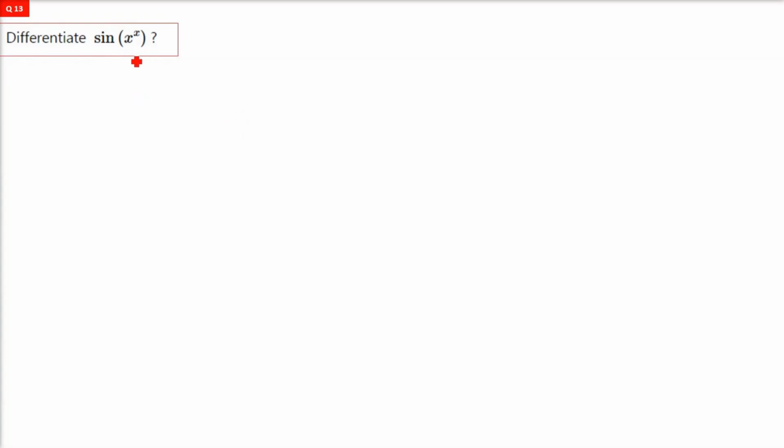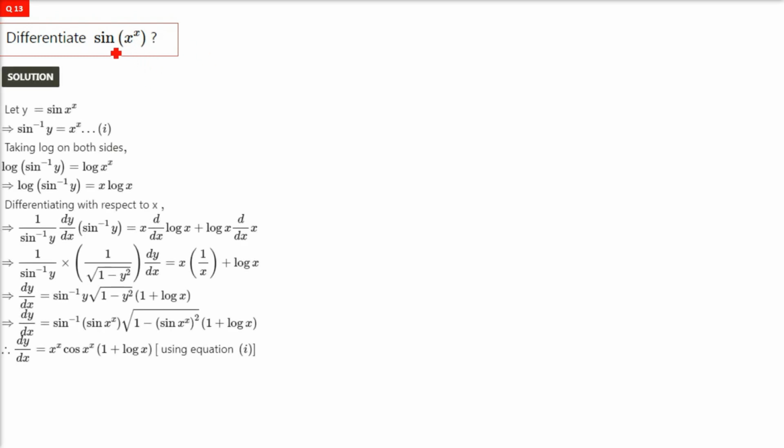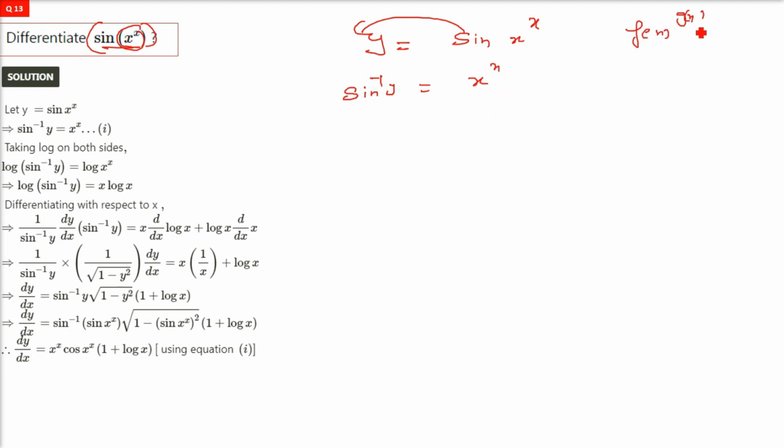Now differentiate sine x to the power x. Now sine x to the power x, what do we do? If you say y equal to sine x to the power x, even if you take a log, it is sine x to the power x, not the power of sine. Means the power is not of sine, so you cannot take that thing in front of log. So now you have to adopt a different strategy here. Y is equal to sine x, so sine you have to bring on the left hand side. So sine inverse y will be equal to x to the power x. So this f x to the power g x form has come now.